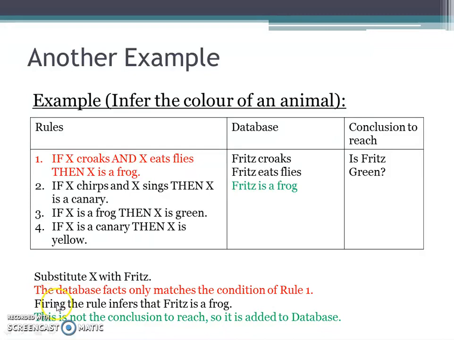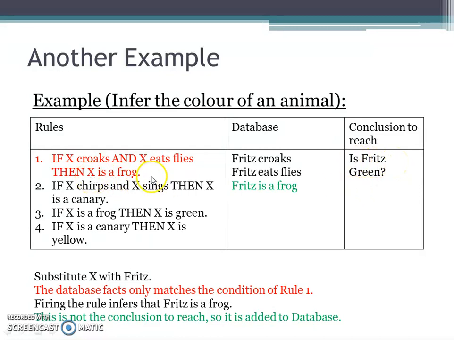So now we fire the rule that is triggered, and that actually leads to what? Look at rule number 1 and look at the then part of this rule. It says that X is a frog. Because we know that this is true, we know a new fact. We have established a new fact, which is that Freeze is a frog. So now this new fact is going to be added to the database, simply because this fact is not what we're trying to find. What we want to find is the color of this animal, the color of Freeze. So we want to know whether Freeze is green or not.